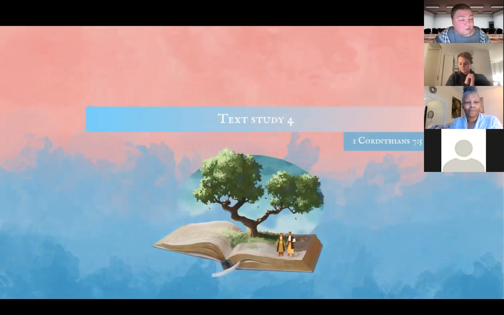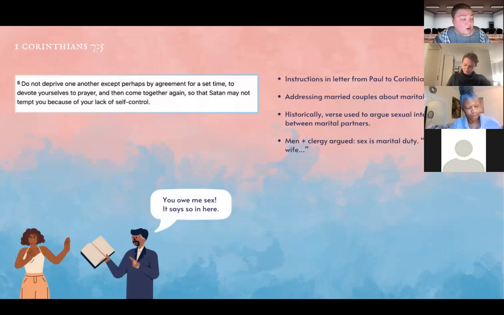Next, we turn to 1 Corinthians 7:5. Here we have a trigger warning for mention of marital rape. Once again, you can mute this meeting if you'd like. I'll hold up my hand at the end.